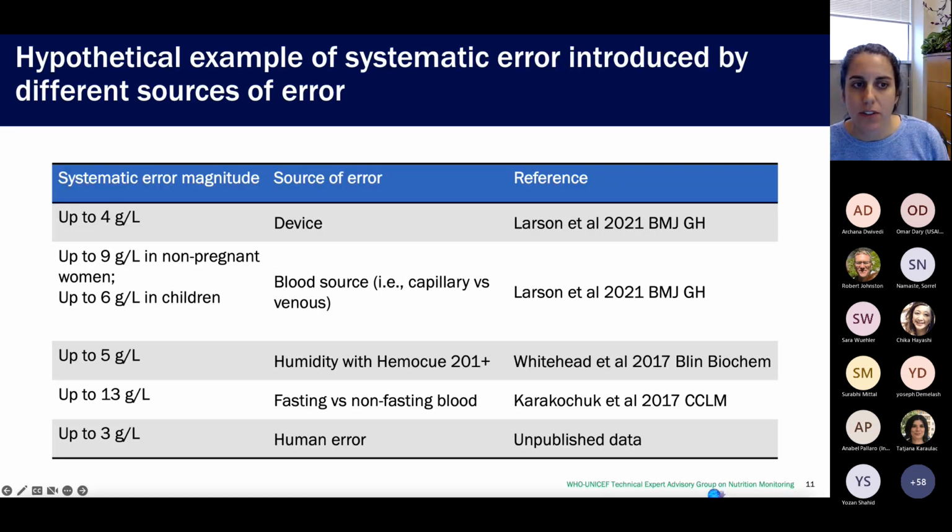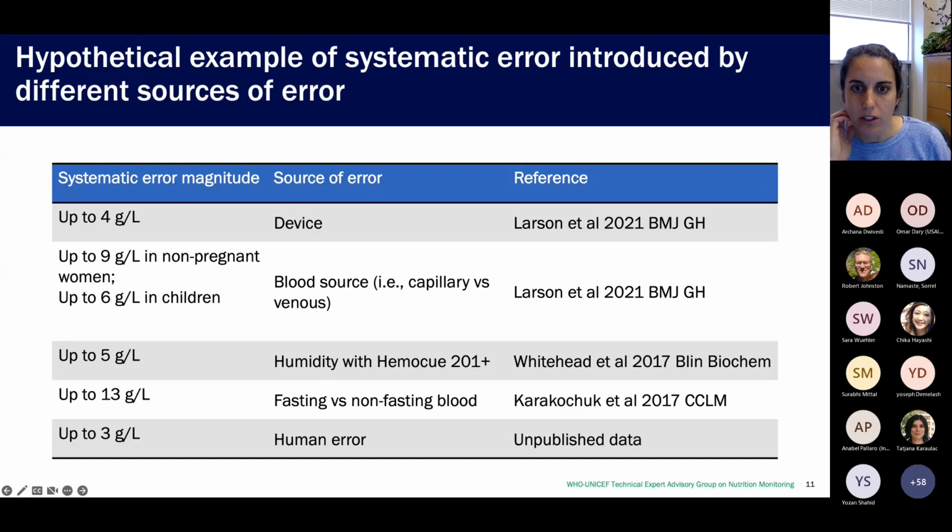So all of this matters for the measurement of hemoglobin and the diagnosis of anemia. I've created here a hypothetical scenario based on literature that shows how much systematic error can be introduced by a variety of different sources. But I'll say the caveat that it is very difficult to disentangle contributions from different sources of error.